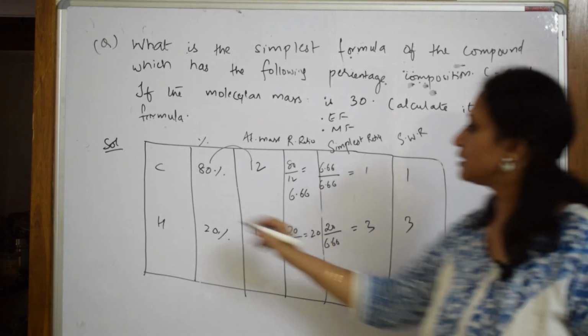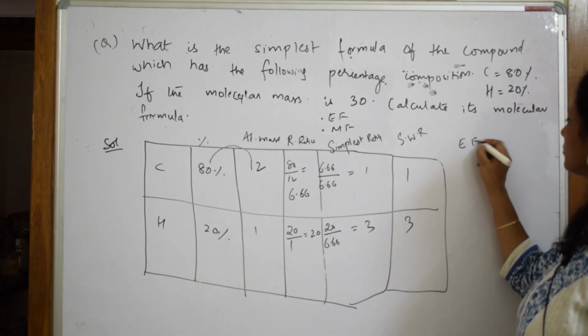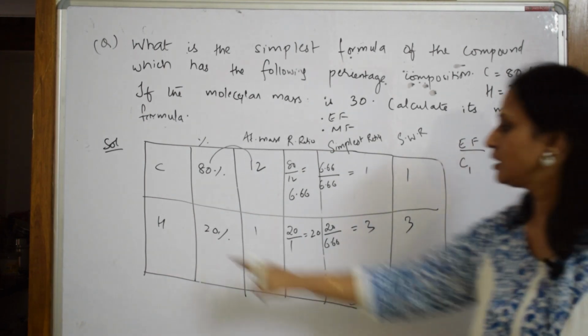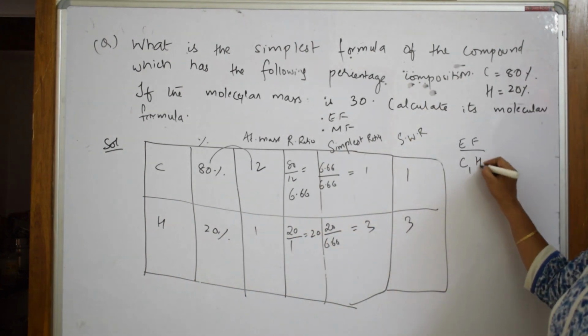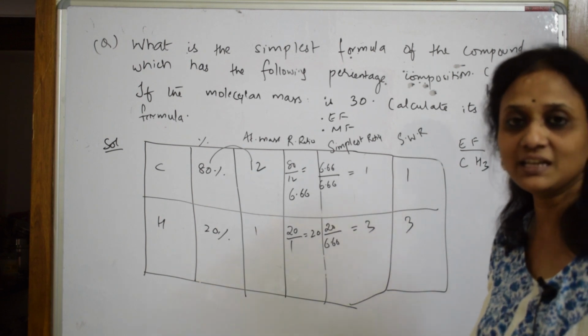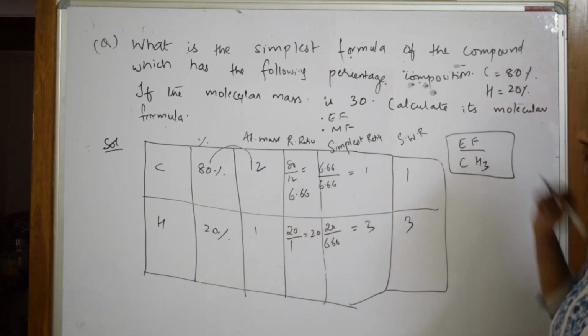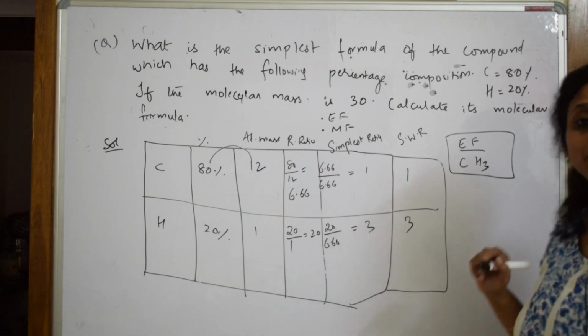Now what is the formula? For carbon, the formula is C1. Now this is empirical formula. How much is hydrogen? It is H3. Done. So no need of writing 1 here because it doesn't make any value. CH3 is the empirical formula. Underline this. Please write it in full form. Now I need to find the molecular formula.